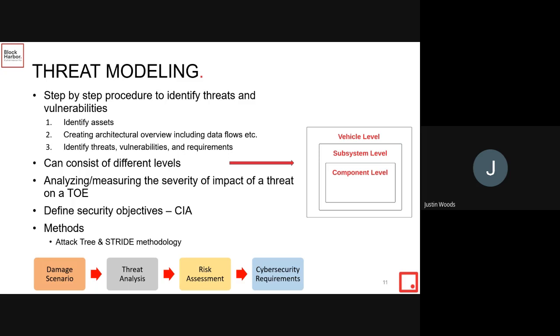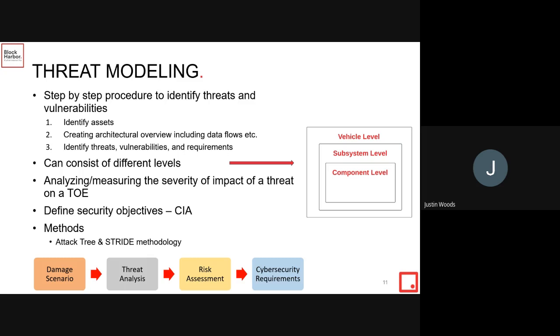And there are two main ways of performing threat modeling: the attack tree and the STRIDE methodology. Down here at the bottom, you can see again how we would go from damage scenario to cybersecurity requirements. We start with that damage scenario and come up with what might happen in the worst case, just looking at how a feature works, then seeing what happens if it isn't working, if it's working the opposite of what you would imagine, or any case in between.